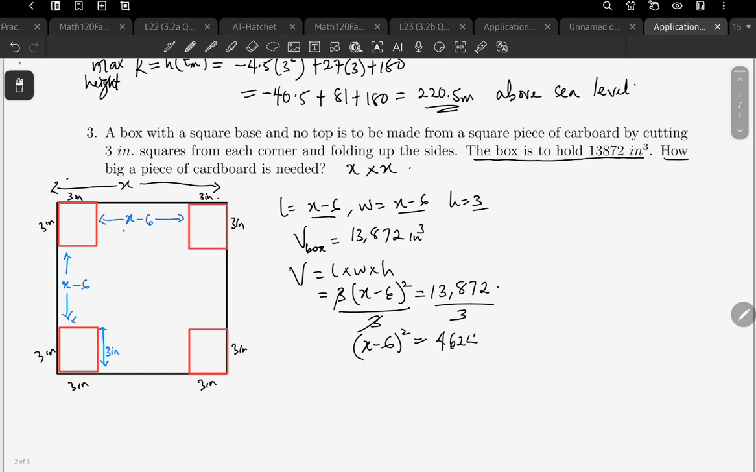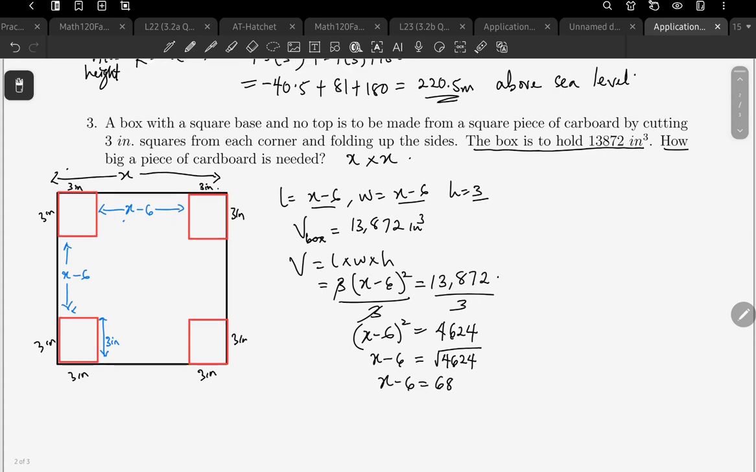That was what we got in class yesterday. We rushed over this in class yesterday. The next thing we need to get rid of is the square. By the time it gets to the other side, it becomes plus or minus the square root of 4624. So x minus 6 equals... I'm going to discard the negative sign here because we are looking for the dimension of a box, so it cannot be negative. So I'll just look for the positive square root, and the positive square root of 4624 is 68.